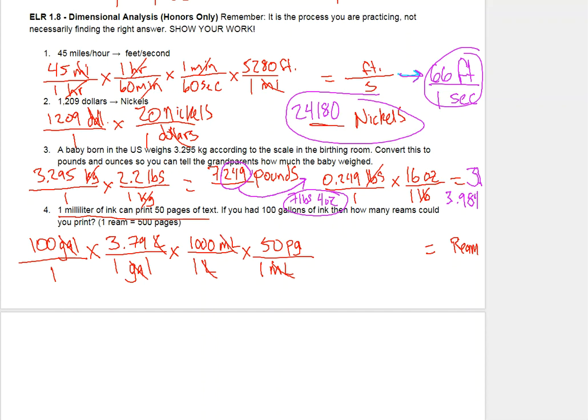I'm almost to reams. The last thing that it said was 1 ream is the same as 500 pages. So 1 ream over 500 pages. Now pages go away. Let's just check to make sure all my units have canceled. All that I'm left with is ream. So if I multiply across the top, divide it by the only thing on my bottom part, 500, when I plug all that in correctly, I get 37,900 reams, which is a lot.